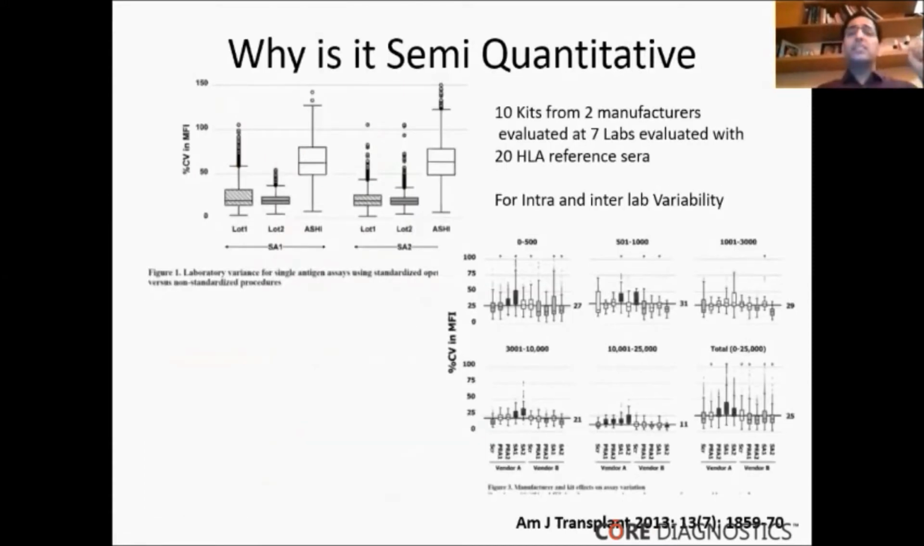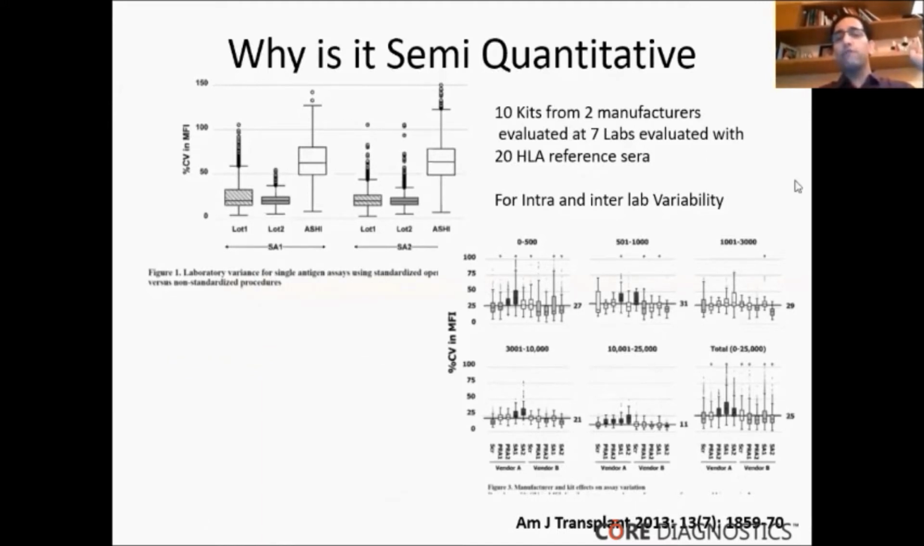So why is it a semi-quantitative test and not a truly quantitative test? So this is a paper published in 2013. And on the left is the variability. So this is the coefficient of variability in the MFI. And this is percentages up to 100%. What they did was they took 10 kits from the 2 manufacturers that make it. And this was evaluated at 7 labs with 20 reference serum samples that were taken.